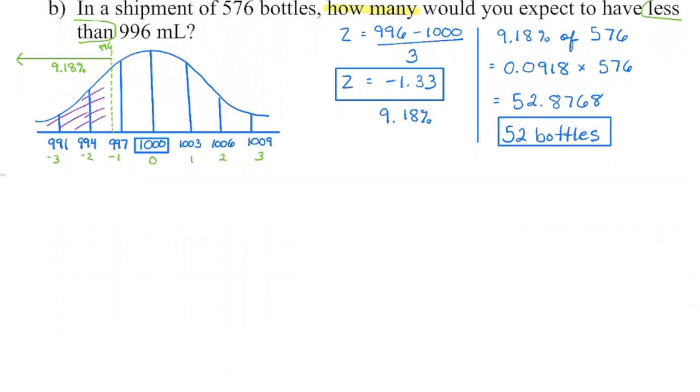This particular question doesn't want that percent. It wants to know how many bottles. And so we're going to take that percent of our total shipment of bottles. It tells us how many bottles we have. And when we calculate that, this is the number we end up with. Now, when it comes to rounding, because I want to be less than that, this is the number of bottles we would expect to have less than that. Because I want to be less than, I'm going to round that down.